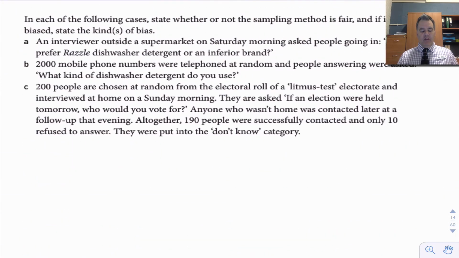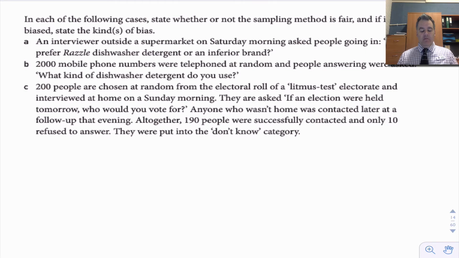And the last situation here, 200 people are chosen at random from the electoral roll of a litmus test electorate and interviewed at home on a Sunday morning. They are asked, if an election were held tomorrow, who would you vote for? Anyone who wasn't home was contacted later at a follow-up that evening. Altogether, 190 people were successfully contacted, and 10 refused to answer. They were put in the don't know category. This is pretty good, actually. This is a pretty good way of doing this survey.